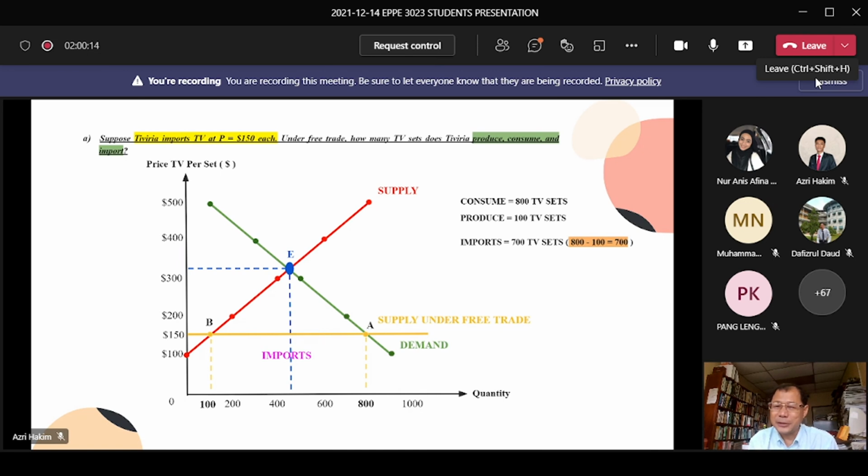That's why, because the world price is lower, 150. So that's the concept. The yellow line at the bottom, that's the world price, whereas the price of TV in TVRA at E is more expensive. So TVRA has no comparative advantage in TV. I'm just explaining the graph to you, what it tells us.